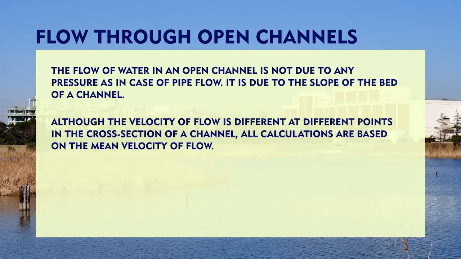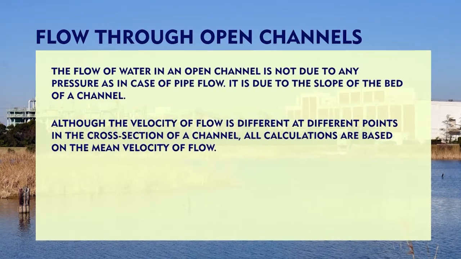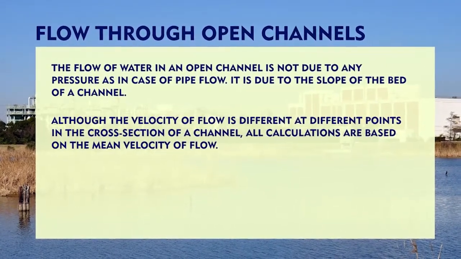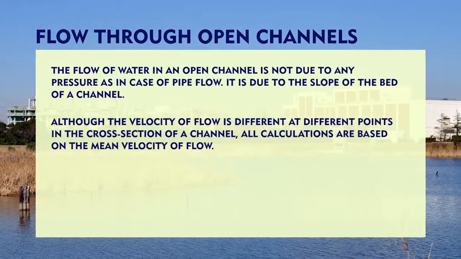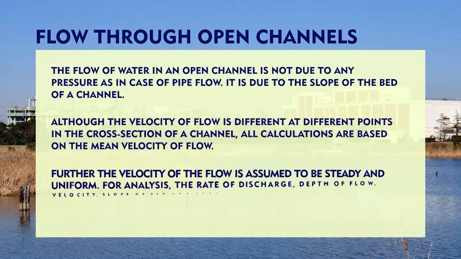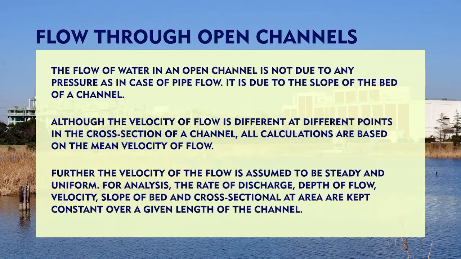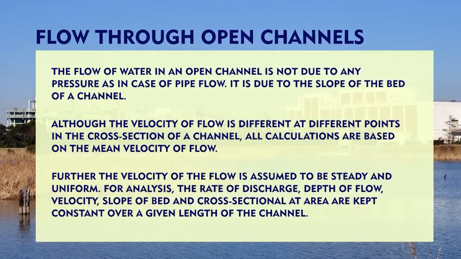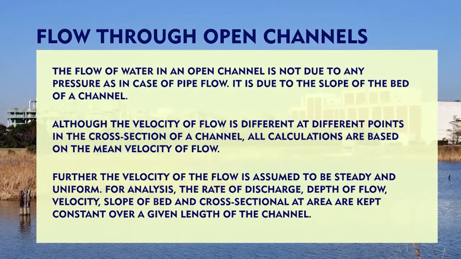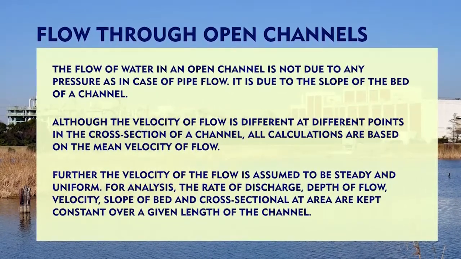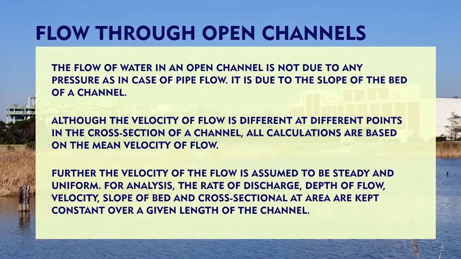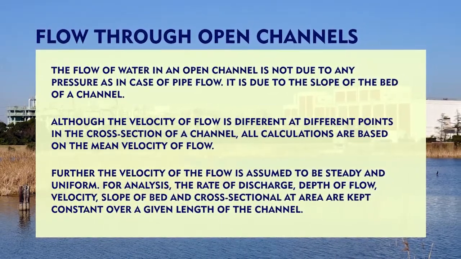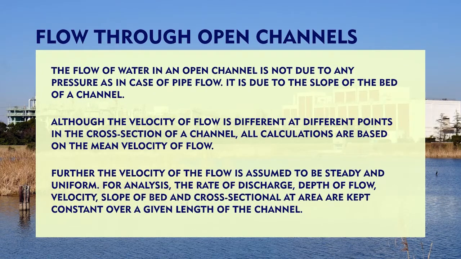Although the velocity of flow is different at different points in the cross section of a channel, all calculations are based on the mean velocity of the flow. Further, the velocity of the flow is assumed to be steady and uniform. For analysis, the rate of discharge, depth of flow, velocity, slope of bed and cross-section area are kept constant over a given length of the channel.